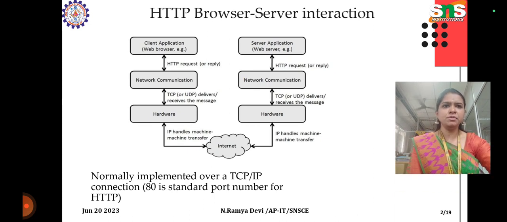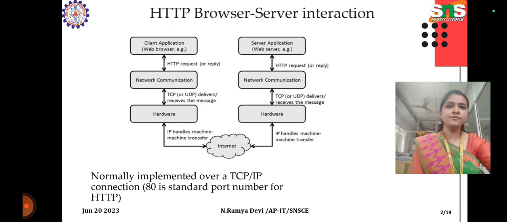So this is the HTTP browser server interaction. First, here we have on the source side the client application, and on the destination side the server application. The client application can be a web browser, and the server application can be a web server. First, an HTTP request is sent through network communication. An HTTP request is generated using HTML, and then it is sent via network communication, and it can use any of the internet protocols like TCP or UDP for delivering the messages from one network to another network.